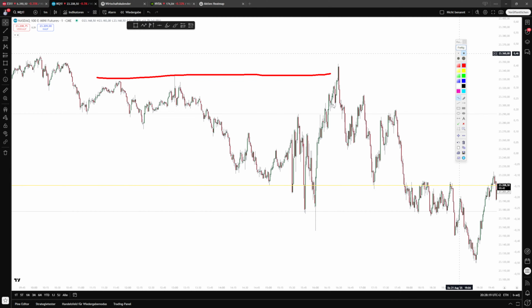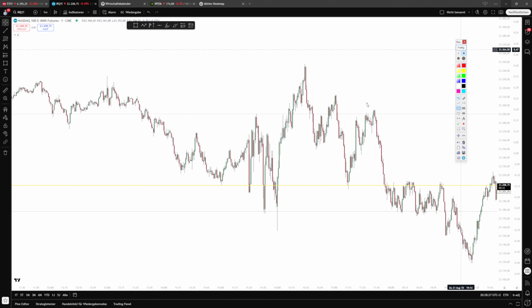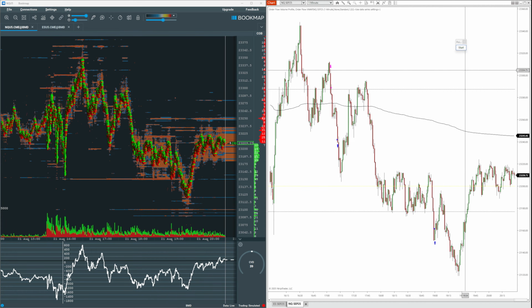So after we've had this push, this manipulation in liquidity, I marked down this zone, this lower time frame zone, and I waited for the price to sweep some additional liquidity, which we had right there. And then I waited for the aggressive sellers to step in. So let's look inside of Bookmap and let's look at the trade.